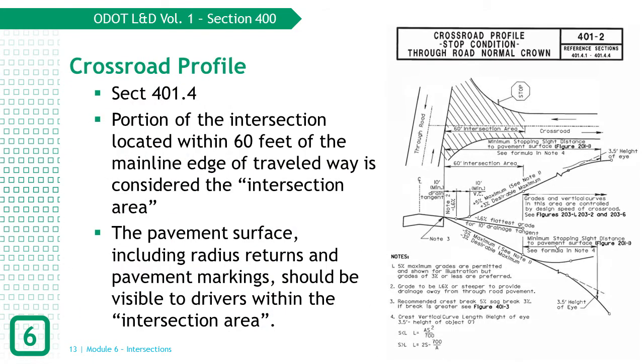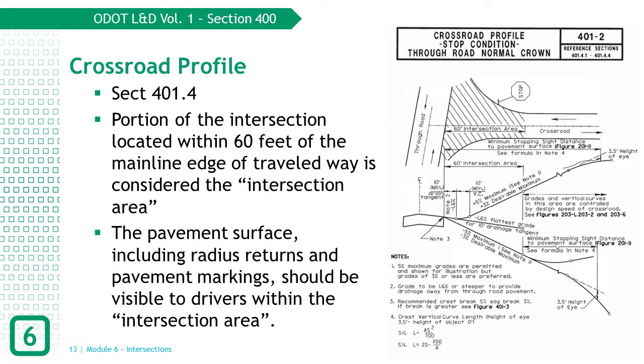This module will spend a lot of time discussing the intersection, but the approach to the intersection, known as the intersection area that is within 60 feet of the mainline edge of travelway, requires good engineering design because often vehicles are coming to stops or slowing down and use this area to also see the entire intersection area. The intersection area provides the vertical transition from the through road and the crossroad, and care should be given to ensure that transition is as smooth as possible given the intersection control.